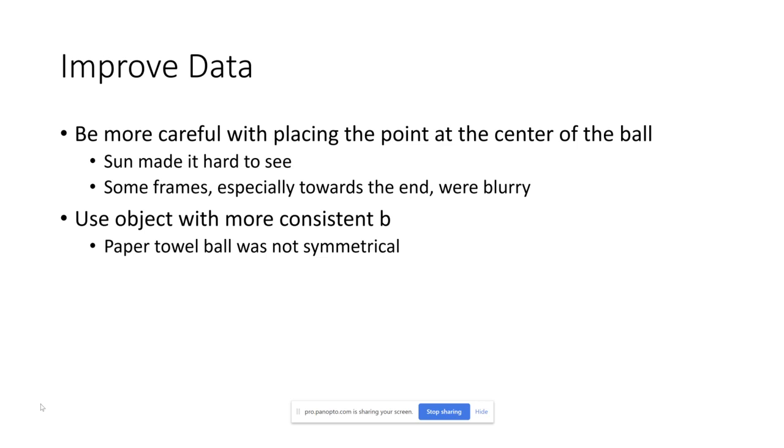I should probably also use an object with a more consistent B value. Since a paper towel ball is not symmetrical, as it falls and rolls, different parts of the ball are sticking out at different angles, and so the forces acting upon it may not always be balanced, and I should probably use an object that is more symmetrical.